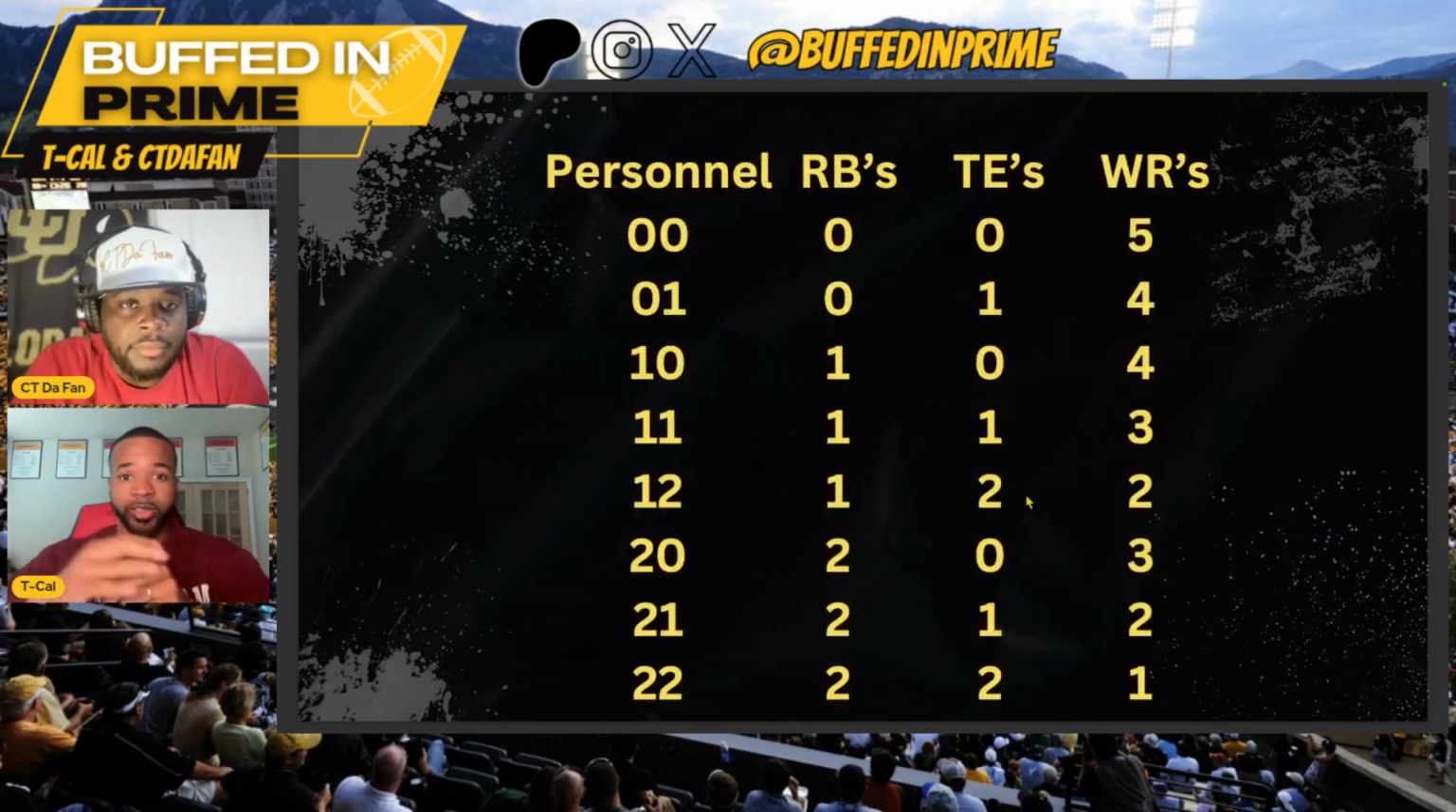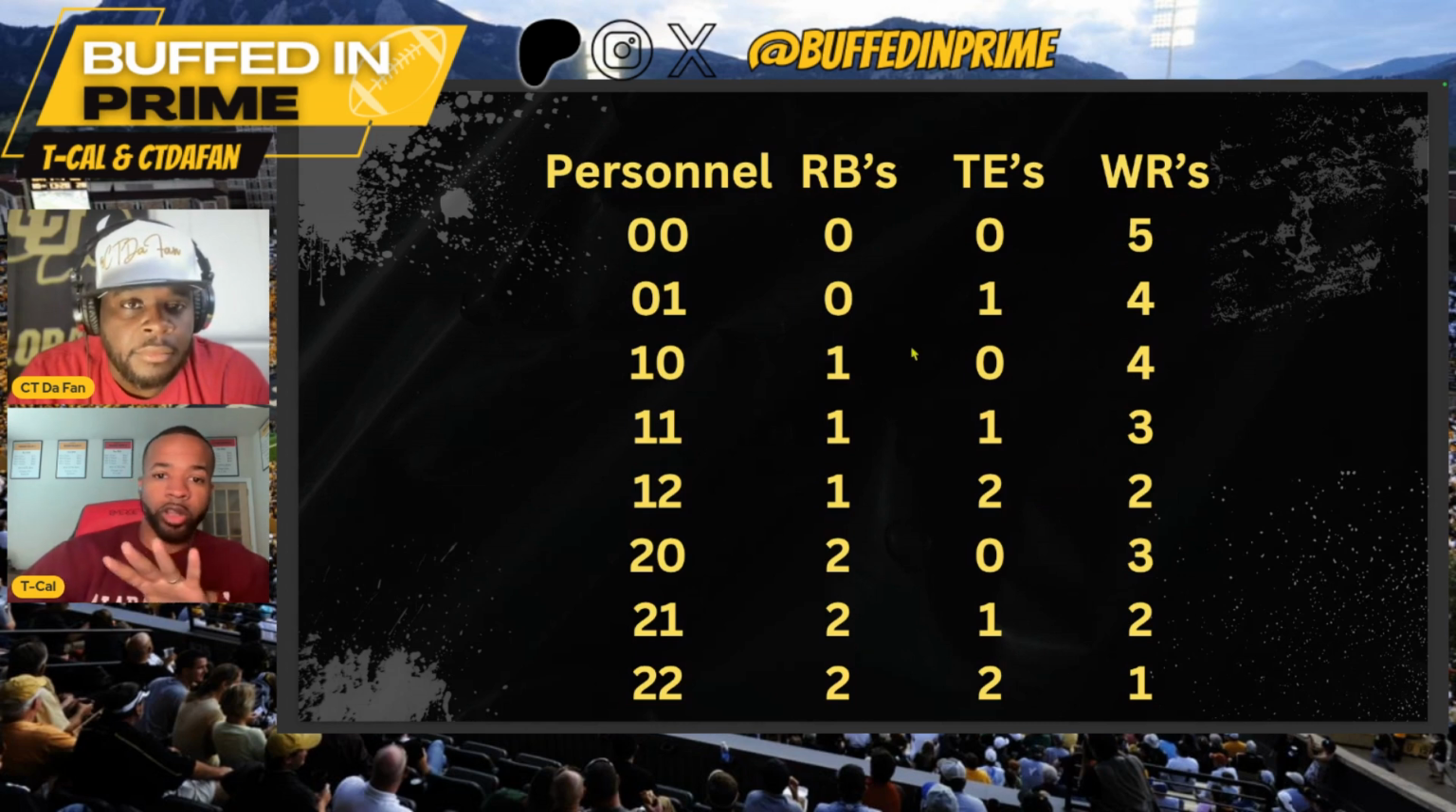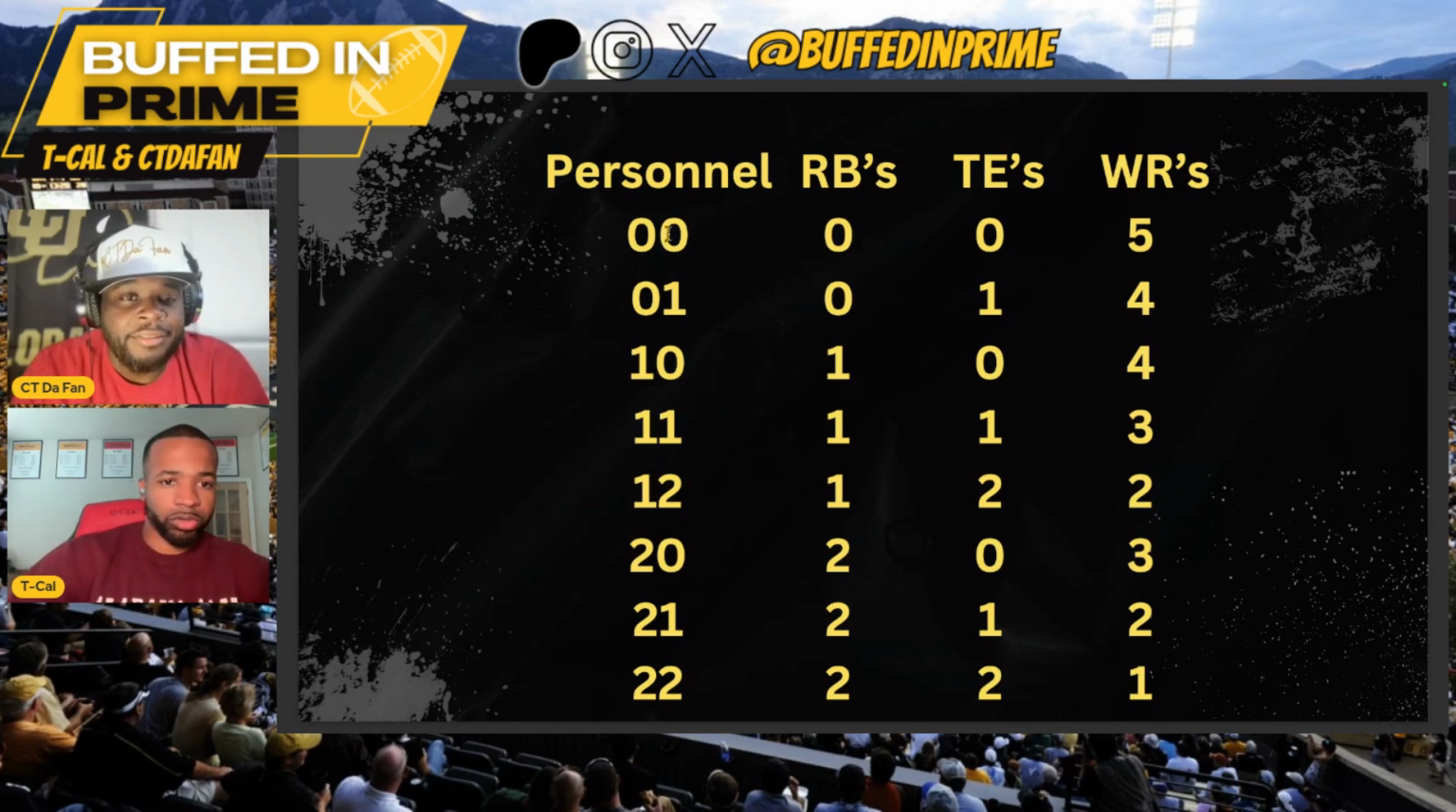So these are the personnels. Like we said, there's always going to be 5 eligible at any point in time. So all of these have to equal up to 5. If they don't, that means I did my math wrong. But personnel goes, the first number when you hear personnel is running back. The second number is tight ends. And then after that, you just subtract the running back and tight end number from 5. And that's how you get the receivers.